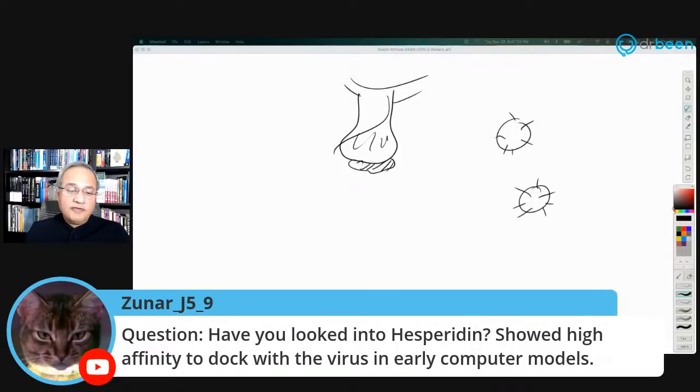So Zunar says, have you looked into hesperidin? It showed high affinity to dock with the virus in early computer models. No, I have not. I would love to see it.